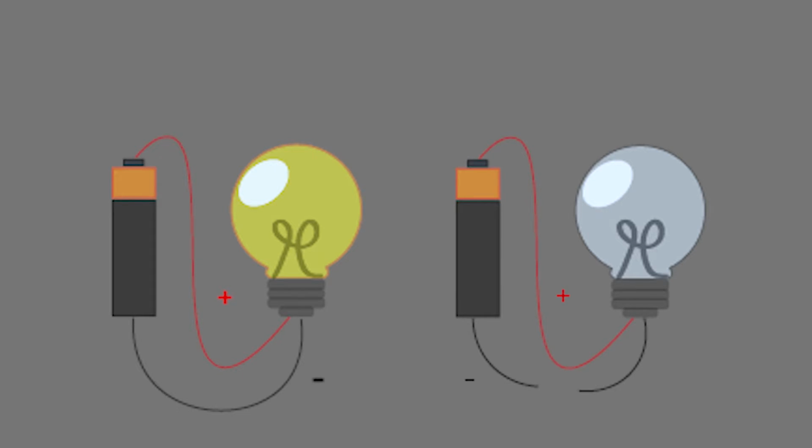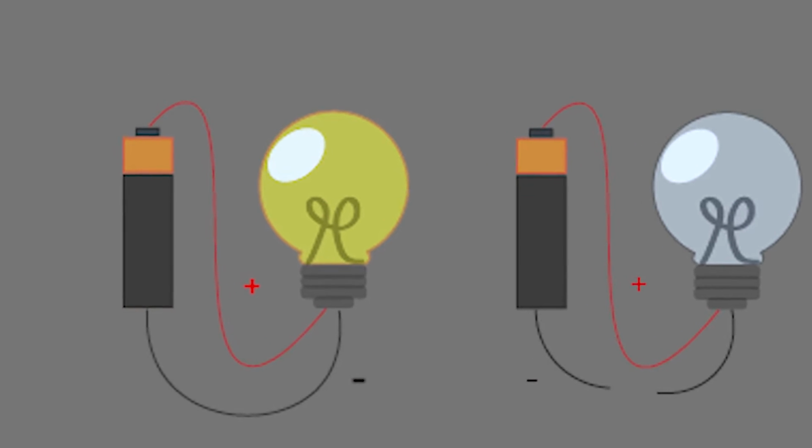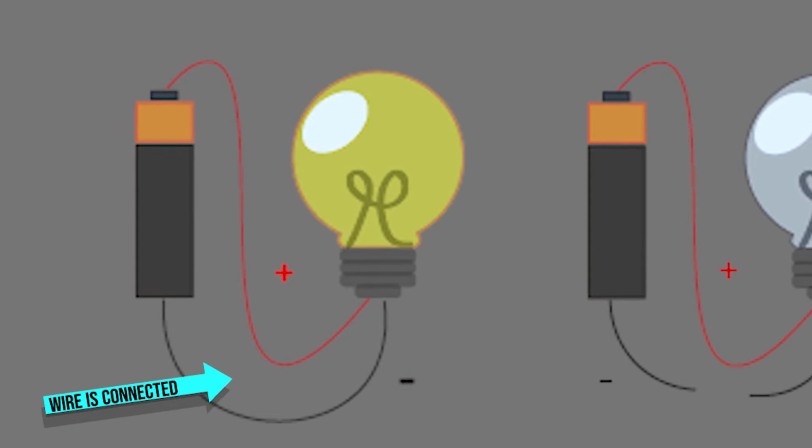So there are two types of circuits. There's a closed circuit and an open circuit. See if you can tell the difference between the two circuits. If we look closely at our closed circuit, we'll notice that there are no gaps or breaks along the entirety of the path. Therefore, my light bulb is lit, so we can see all of the wires are connected.